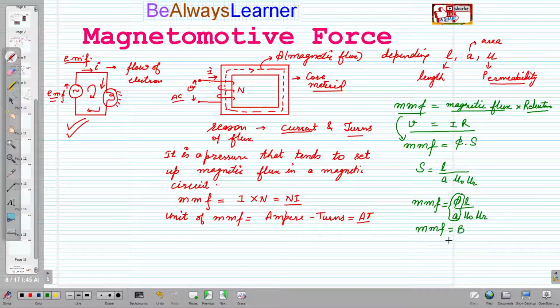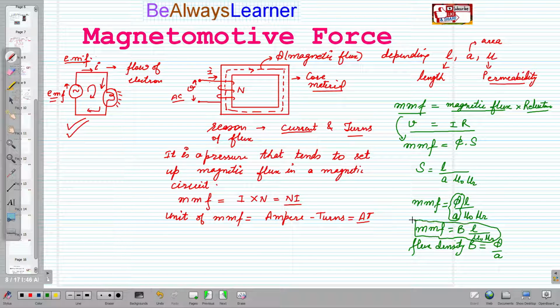In another sense, we can also convert this flux per unit area into B, that is flux density. So the flux density, represented by B, is equal to phi by A, so MMF is B multiplied by L divided by mu naught and mu r, right. So that's how we can also calculate the MMF, which is a relation of the flux density, length and the permeability. So that's how we can understand the magnetomotive force.